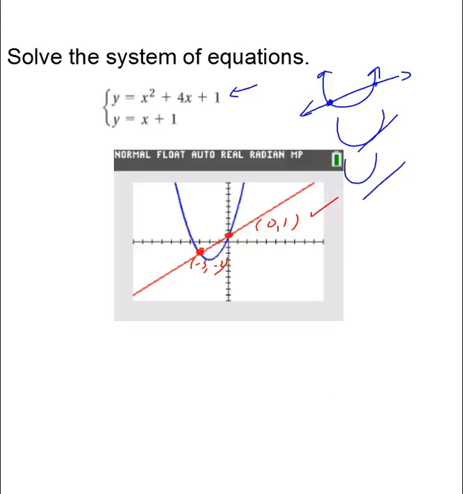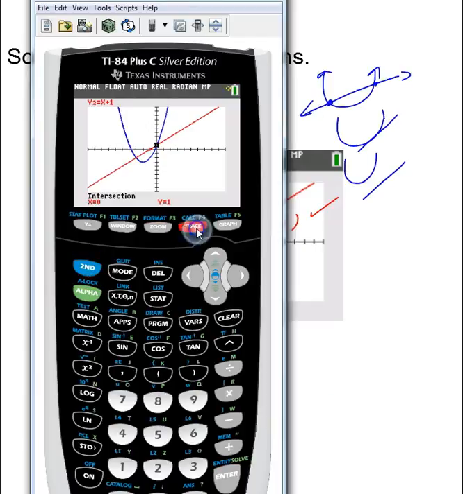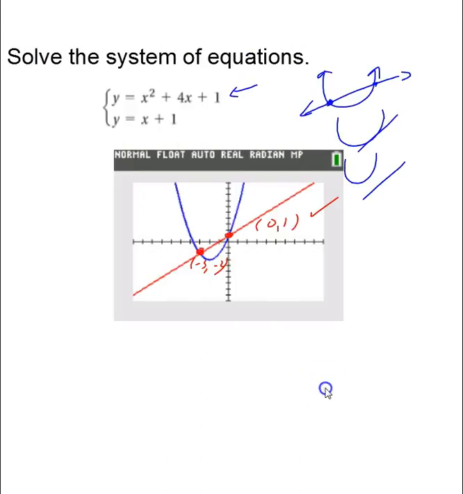Now let's use Charlotte to find the other intersection. So second trace, intersection is 5. But now I need to find this other intersection right there, right? So what I have to do is move Charlotte closer to that intersection. If I don't, then she always finds the intersection that she's closest to. She's definitely closest to that intersection now, so hit enter 3 times. And, oh, there it is. So the second intersection is -3, -2. So indeed, the solution to the system is -3, -2, and 0, 1. And that's how I've solved that by graphing. All right?